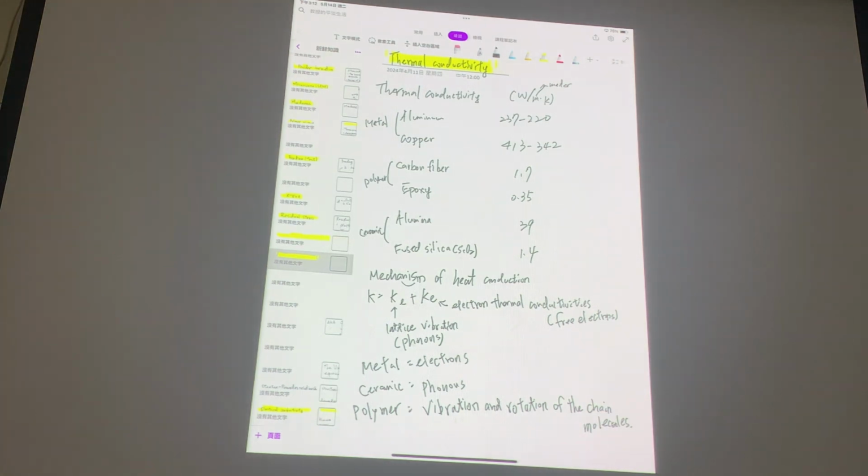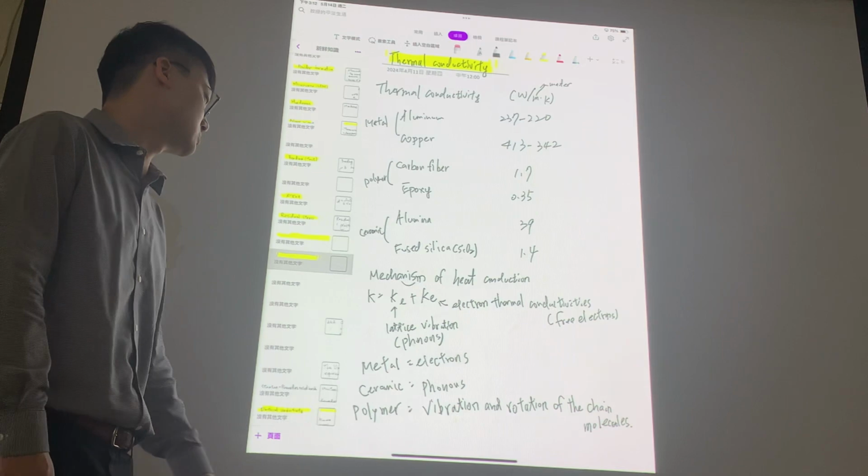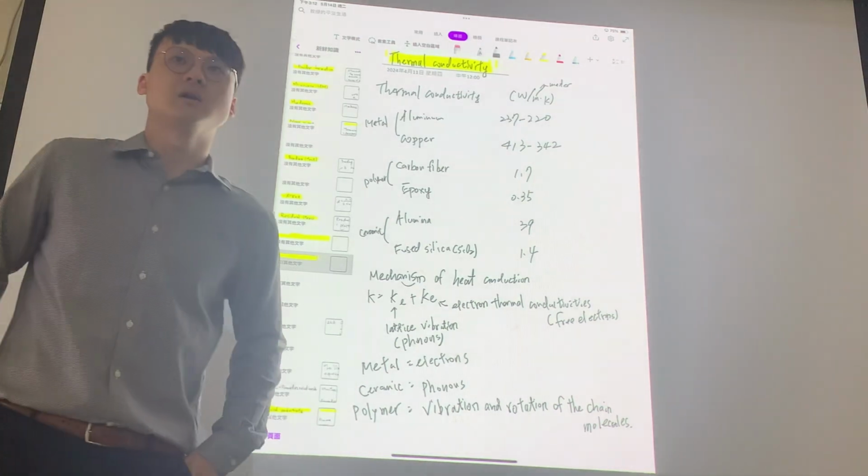When you ask me how we vibrate electrons inside the materials, well, there are a lot of ways. You can have defects, you can have dopings, and maybe other physical ways you can do that. But in terms of differences, yes, there is a difference. For metals, it's through electronic vibrations, and for ceramics, it's through phonons.